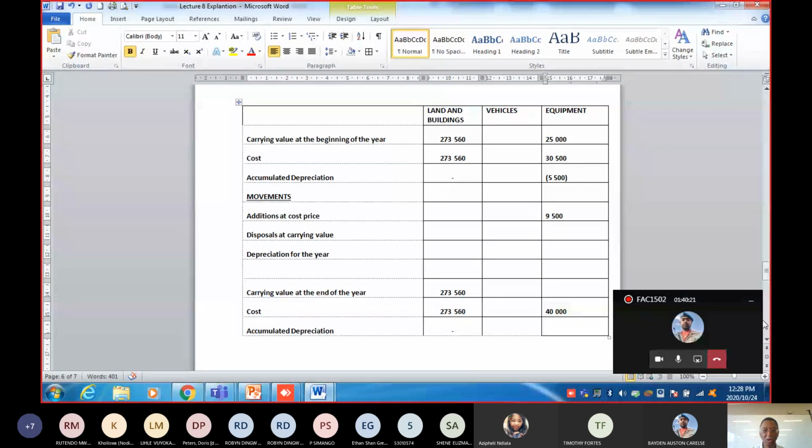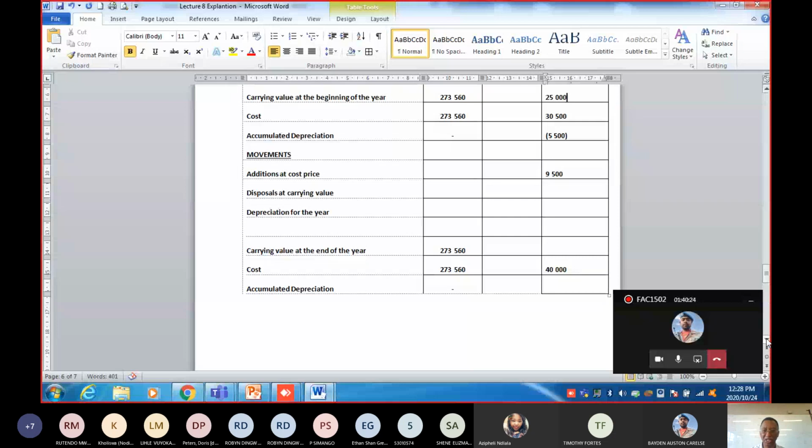I am now going to complete my depreciation expense for the year. For equipment, there was no disposal. And I am now going to calculate my depreciation expense now for equipment. Just want to make it a little bit bigger.